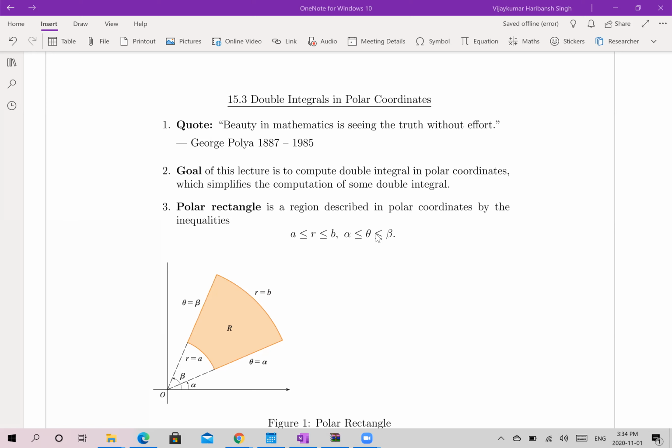Before I start, I want to read this quote by George Boyle. Beauty in mathematics is seeing the truth without effort.